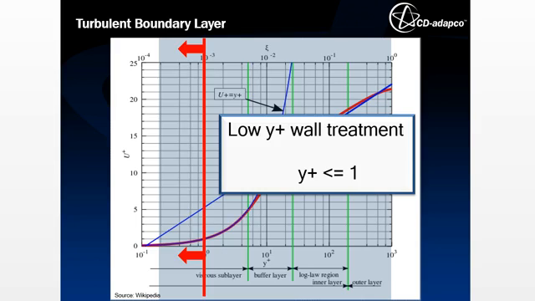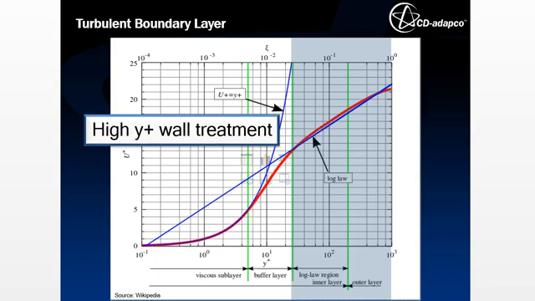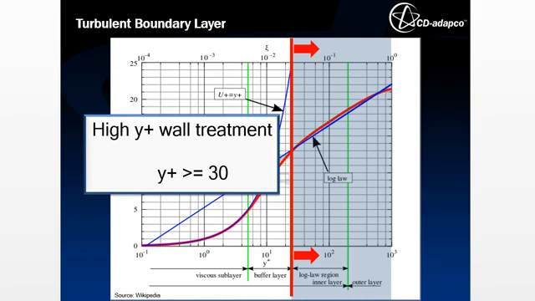The high Y plus wall treatment is modeling the viscous sublayer and the buffer layer by using wall functions for the turbulent production, the turbulent dissipation, and the wall shear stress. It is therefore not required that the mesh resolves the viscous sublayer and the buffer layer. For the high Y plus wall treatment to be valid, the cell at the wall should have a Y plus value of approximately 30 or higher.